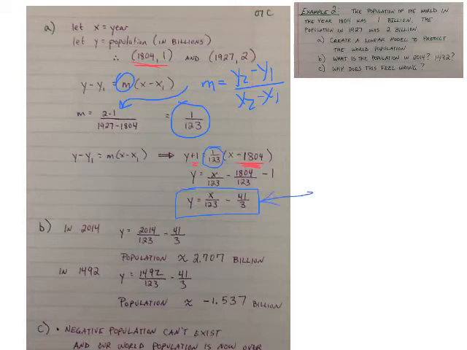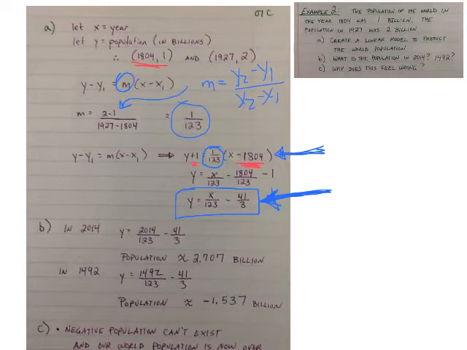This is my linear model. The answer to part A is the linear model. In fact, this would have also worked as a linear model, but I'm going to use this one to move on to part B. Part B asks for the population in 2014. So I'm just going to plug 2014 in for my variable, and I evaluate that out, and it says in 2014 the population is approximately 2.707 billion people, which seems like an undershot.